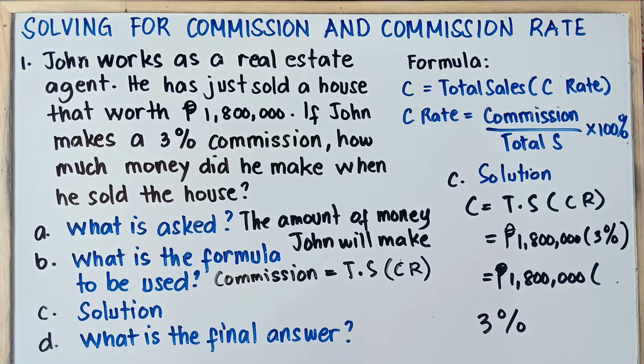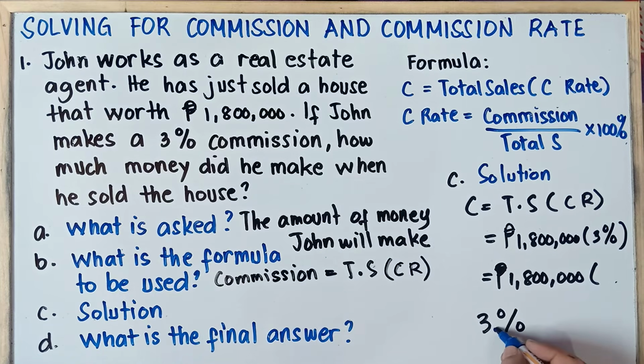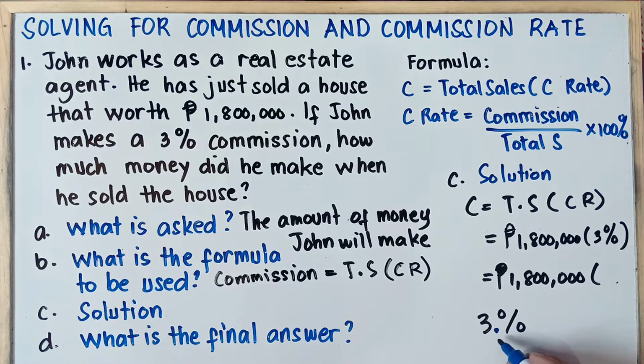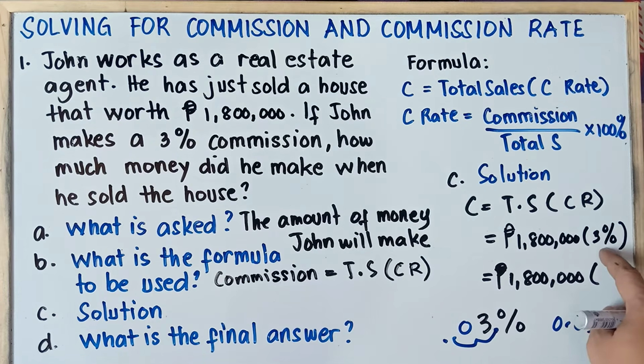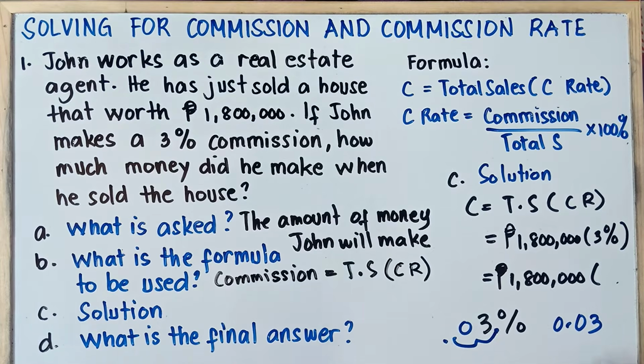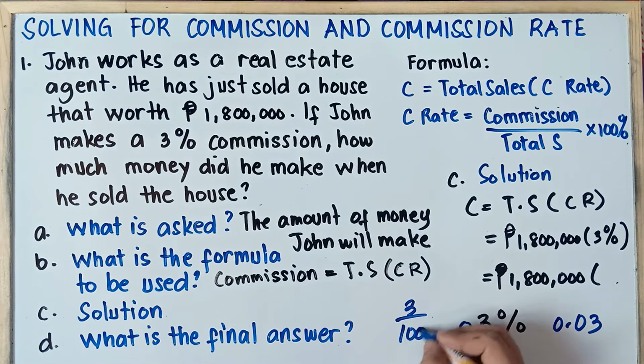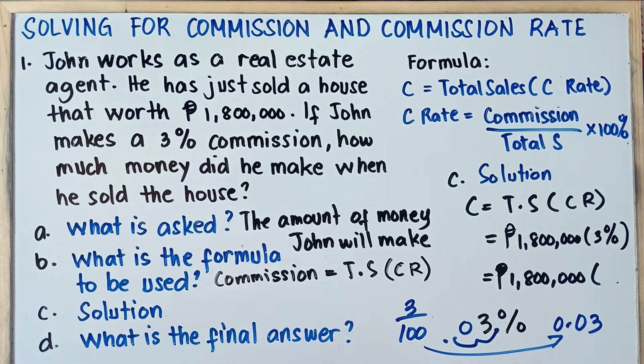Just simply move the decimal point. Once again, class, for any whole number, the decimal point is after 3. So the decimal point is here. Just simply move the decimal point from right to left twice to convert percent into decimal. 1, then 2. That's it. So that would be 0.03. Once again, 3% is equivalent to 0.03. If you're confused with this one, class, simply divide 3 divided by 100 and you will get 0.03.